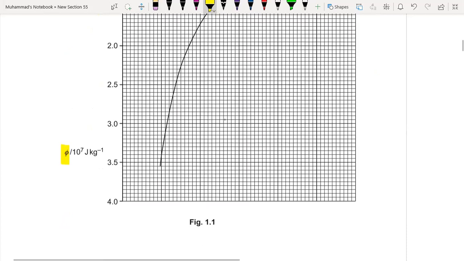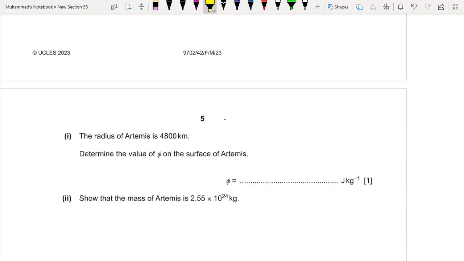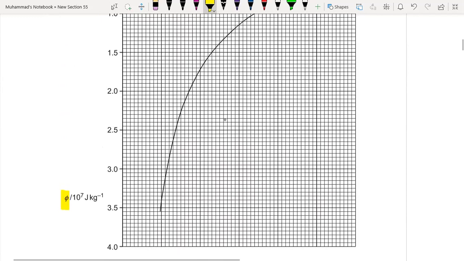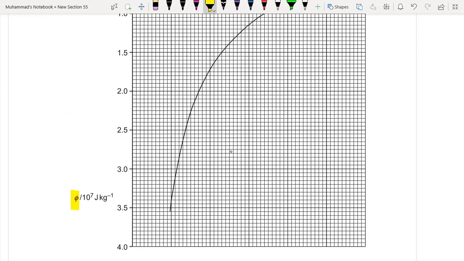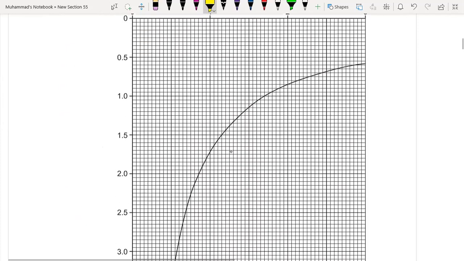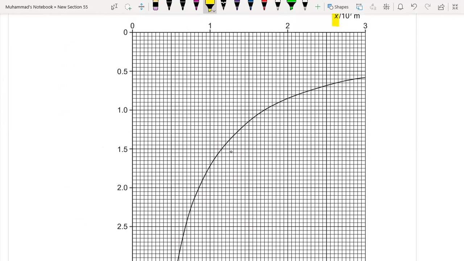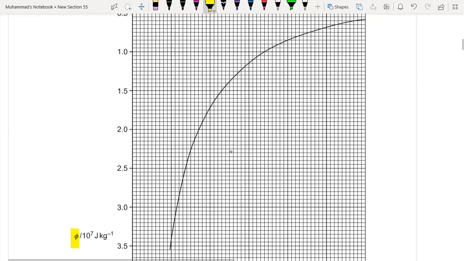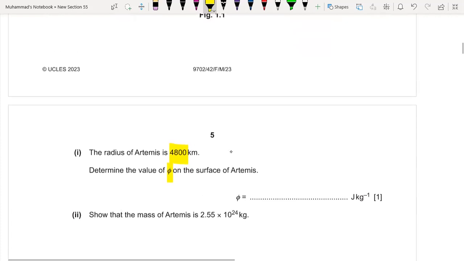So what do we have to find? The radius of this planet is 4,800 kilometers. Determine the value of phi on the surface of this planet. So if you look at this graph, you know the gravitational potential at any distance from the center of this planet. The radius of this planet is 4,800 kilometers.